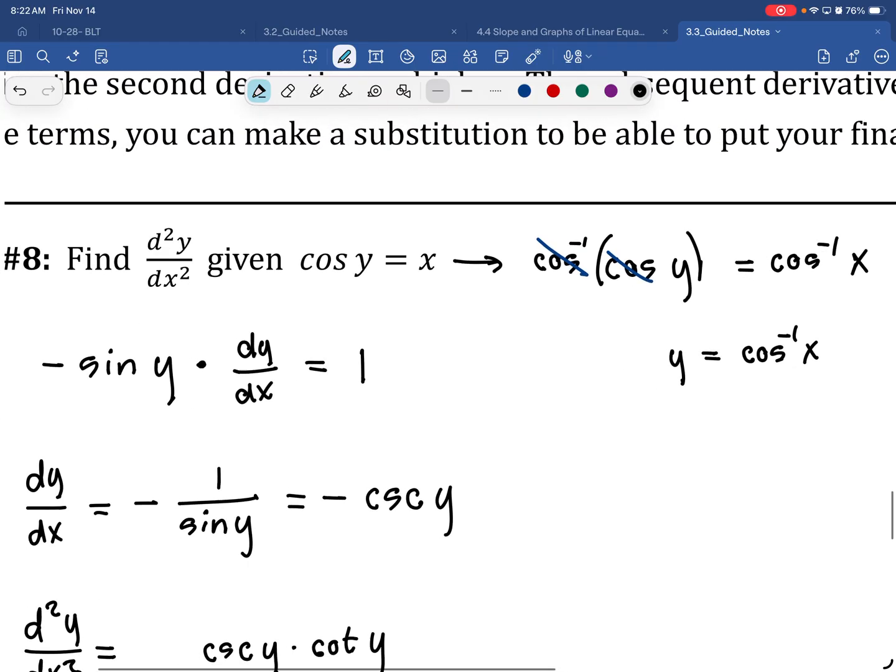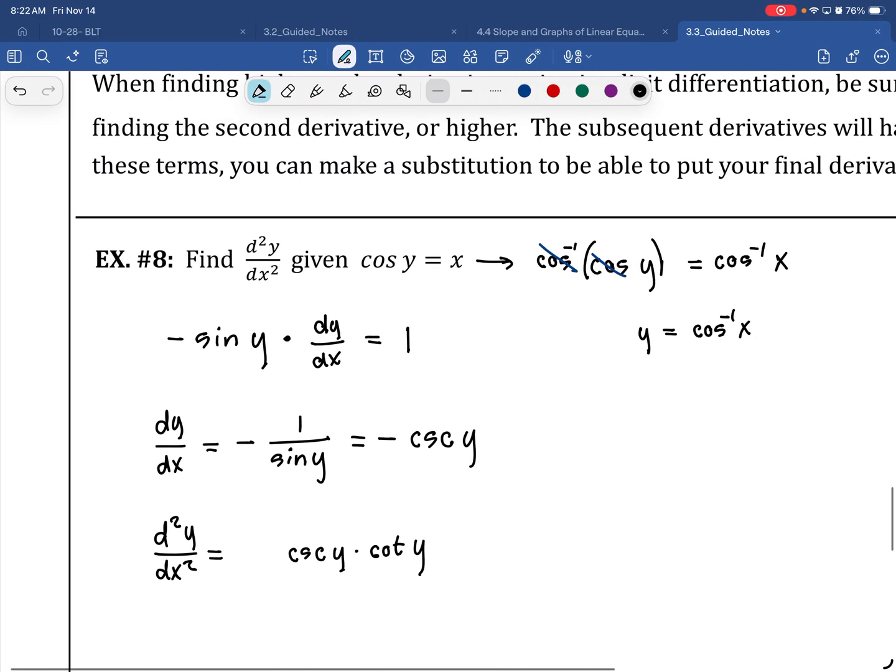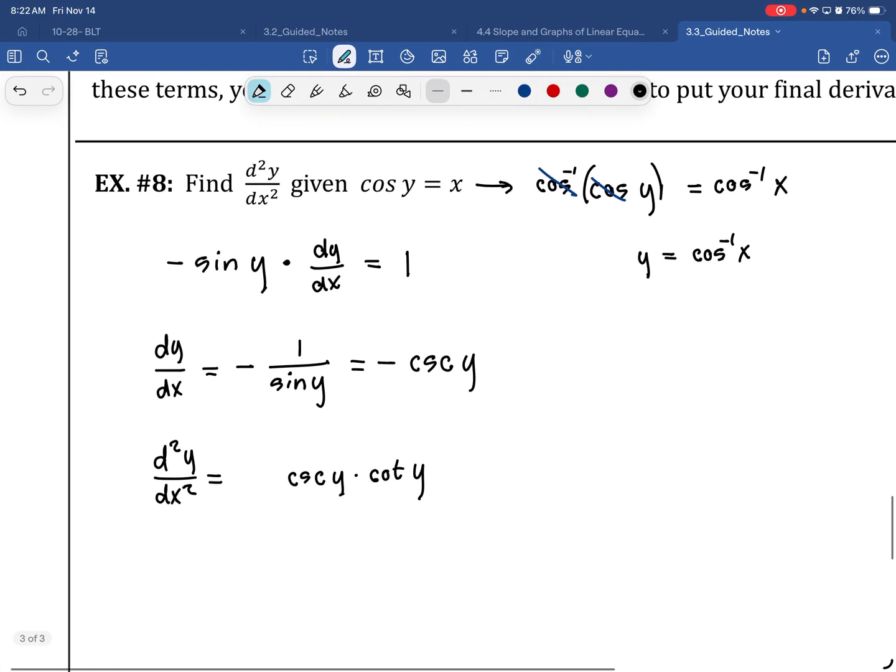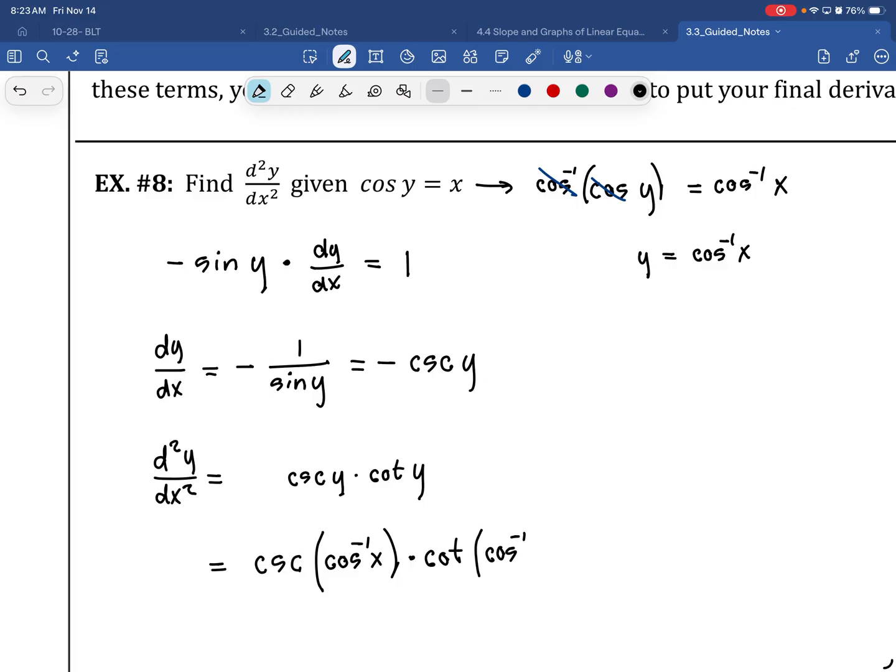And then what I could do, I could come down to my equation, if I don't want to have y's in my equation, and write this as the cosecant of the cosine inverse of x times the cotangent of the cosine inverse of x.